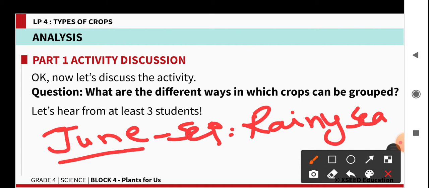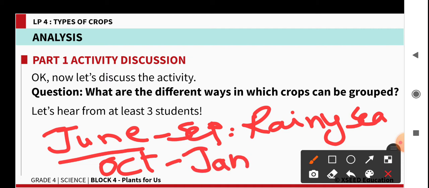Crops like peas, mustard and wheat need less water for their growth, so they are called winter season crops. They are sown in the month of October and harvested in January or February. These crops are called winter crops. So winter crops need less water, and rainy crops need more water.